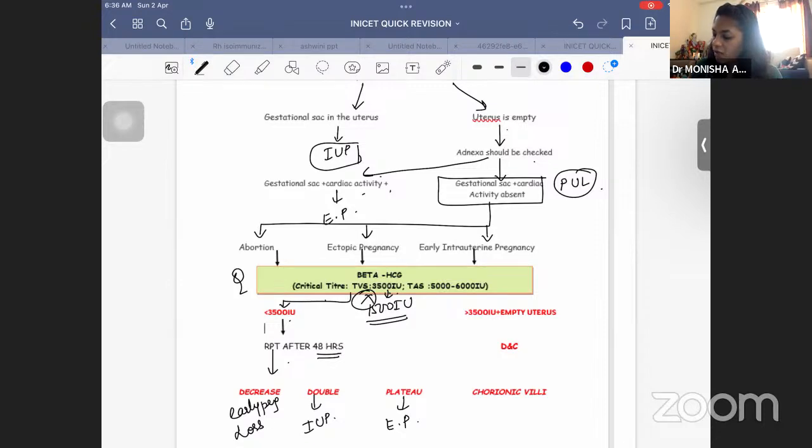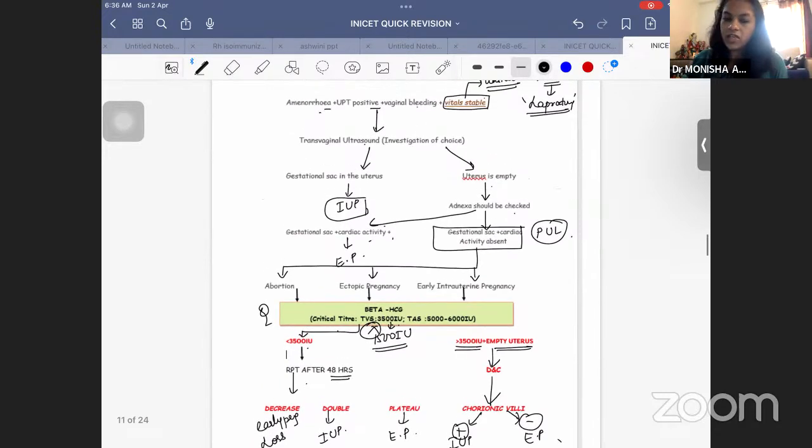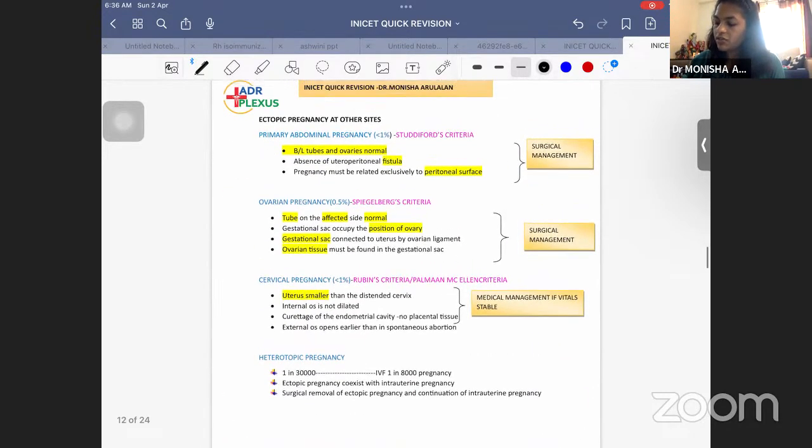This is another way: if you have a beta HCG of more than 3,500 and an empty uterus, do a D&C. If chorionic villi are present, it is intrauterine pregnancy. If chorionic villi are absent, it's an ectopic pregnancy. So this is how you remember the pregnancy of unknown location. Yes, of course, these can be your direct, straightforward questions.